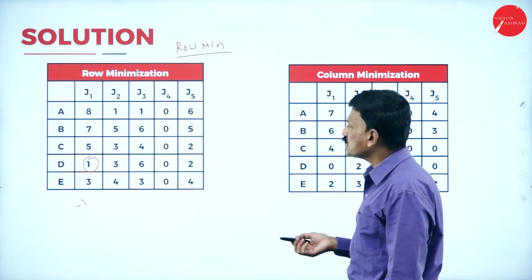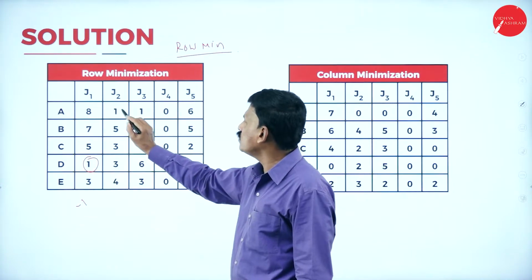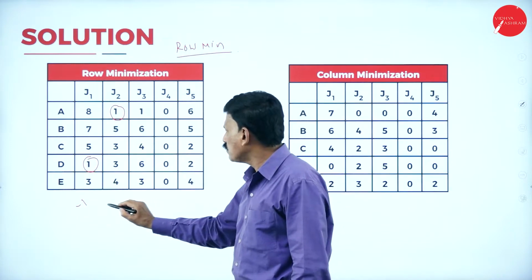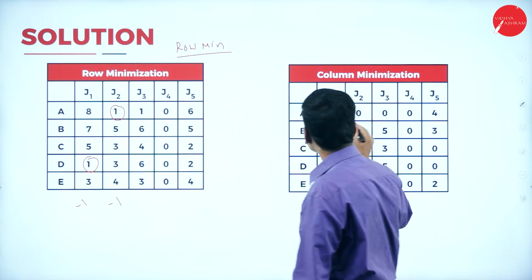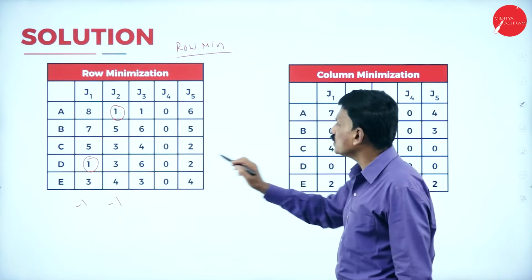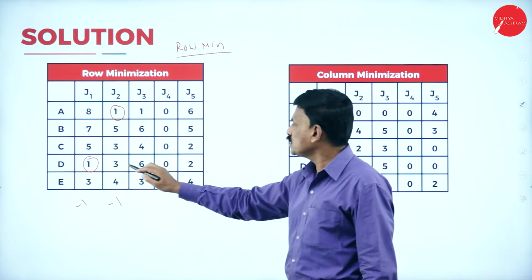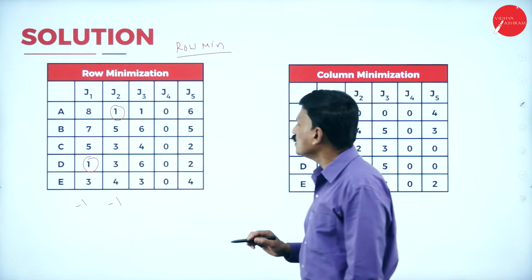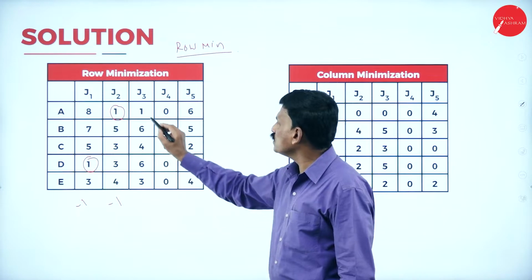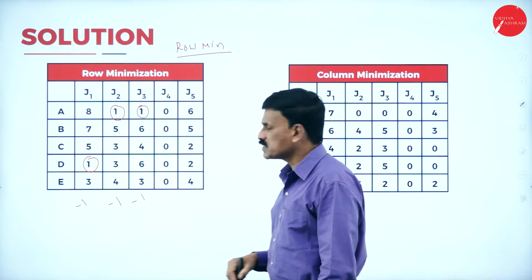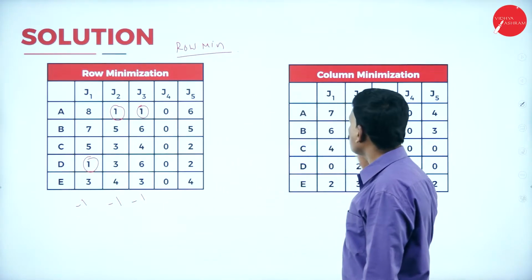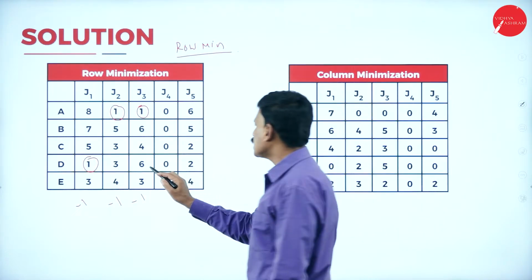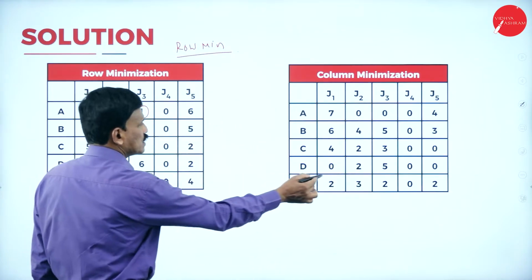Okay, now come to the second column. In the second column, what is the minimum value? Again 1 is the minimum value. Subtract 1 from every element. So 1 minus 1 is 0, 5 minus 1 is 4, 3 minus 1 is 2, 3 minus 1 is 2, and 4 minus 1 is 3. Now come to the third column. Again 1 is the minimum value. Subtract 1. 1 minus 1 is 0, 6 minus 1 is 5, 4 minus 1 is 3, 6 minus 1 is 5 and 3 minus 1 is 2.